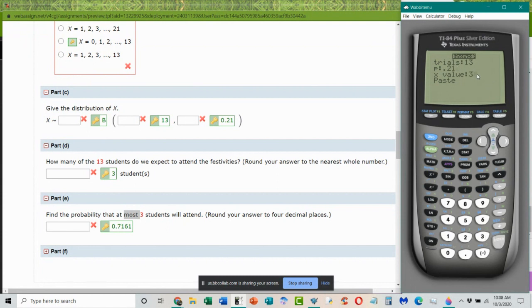So this can only do at most. This can only do this number or less. We don't have a more than. If we were trying to do at least, we still have to figure out at most, up to that value. So we have to do less than, and then we have to subtract that value from 1 because it doesn't have that capability.